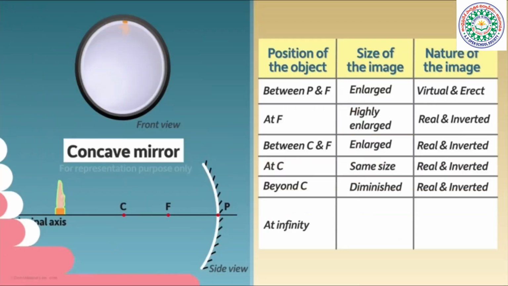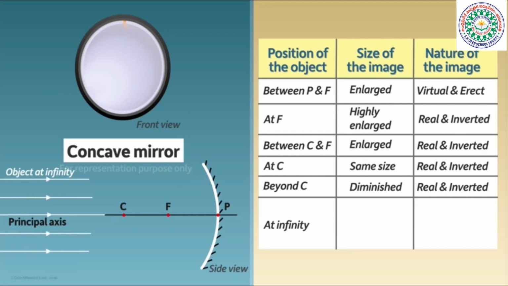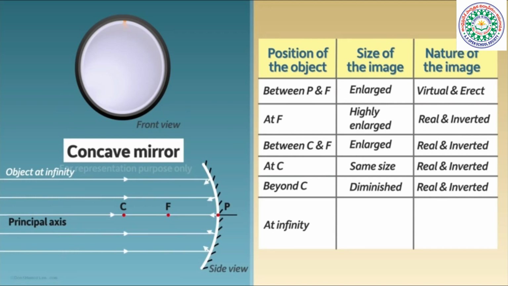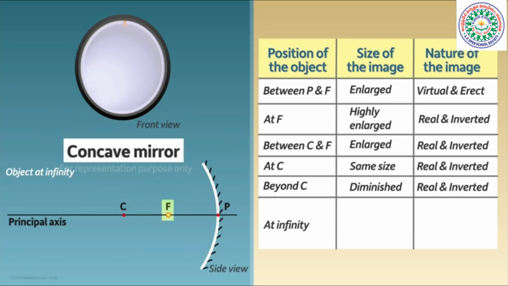Similarly, if any object is kept infinitely far away from the mirror on the principal axis, all the rays from it can be thought of as traveling parallel to each other. After reflection, they will all converge at the focus. And the image of that infinitely far away object will be formed at this point. Yes, this is a point-size image. It's a highly diminished image and it's also a real image.